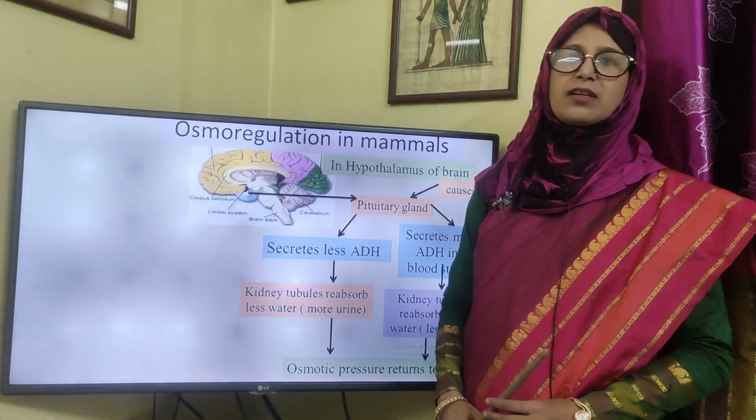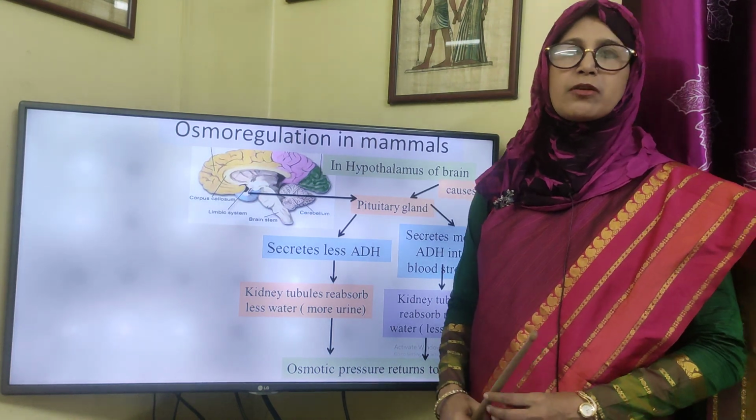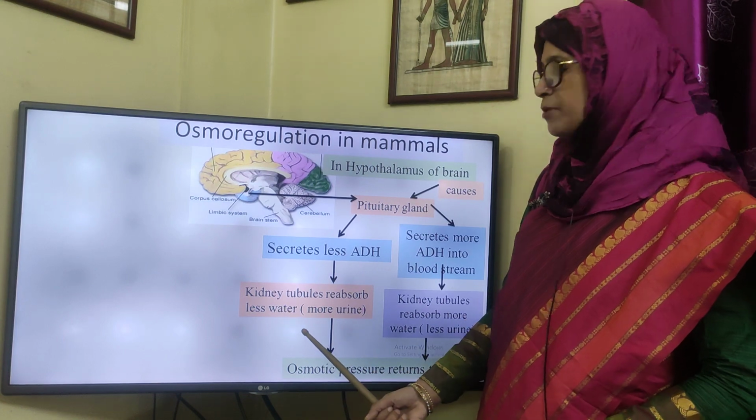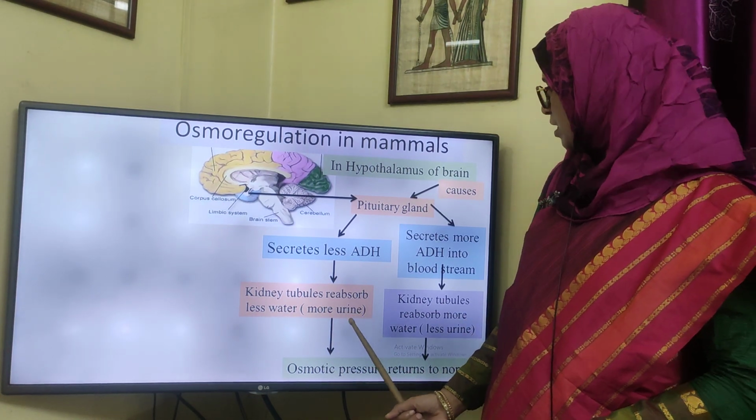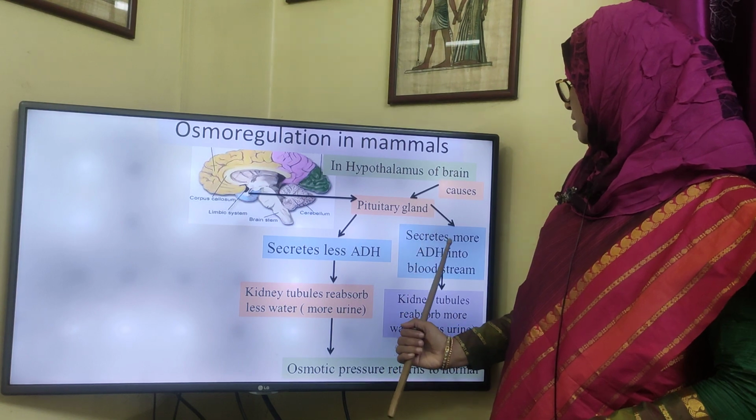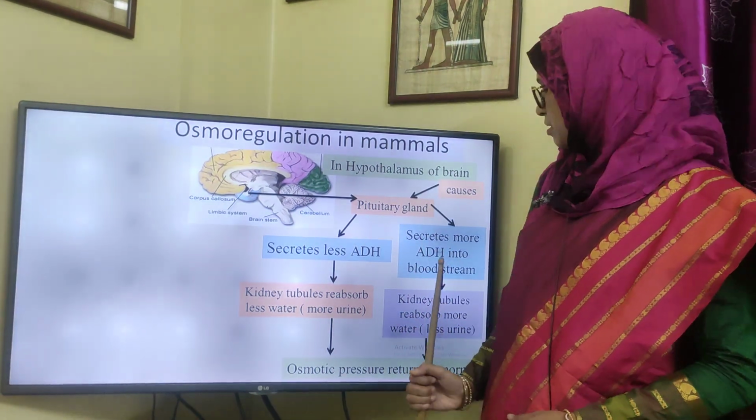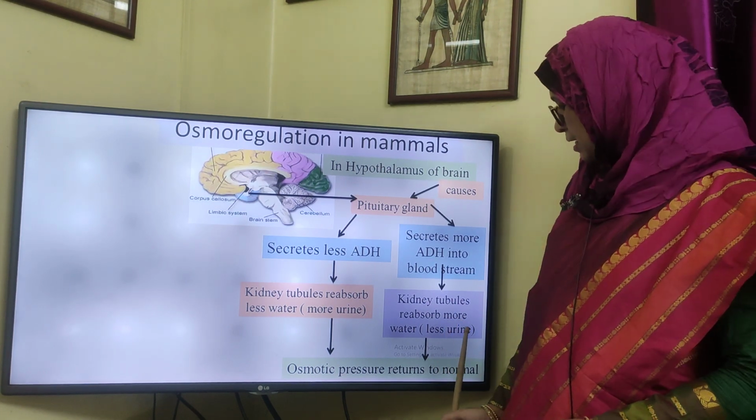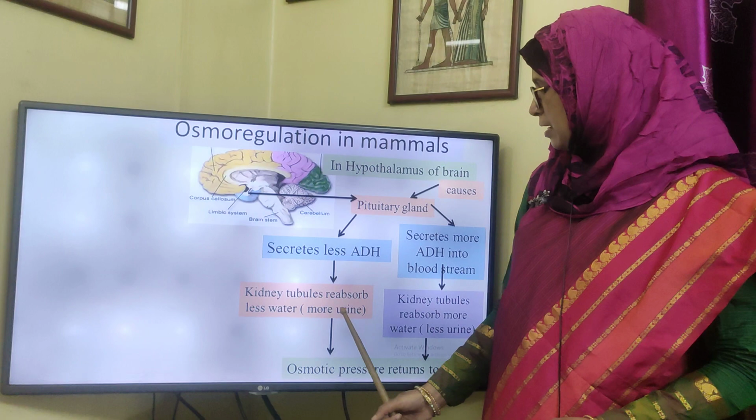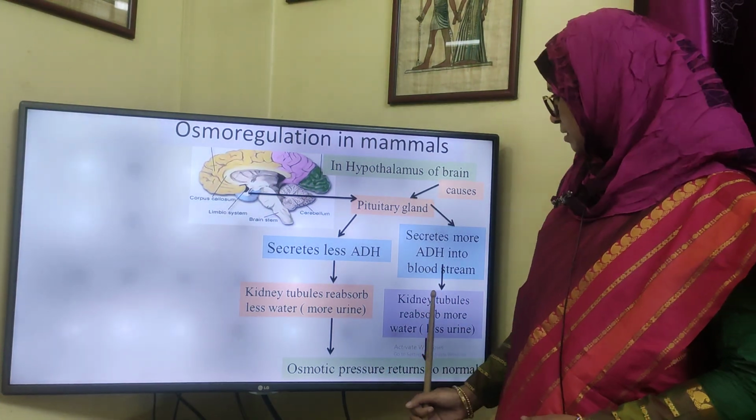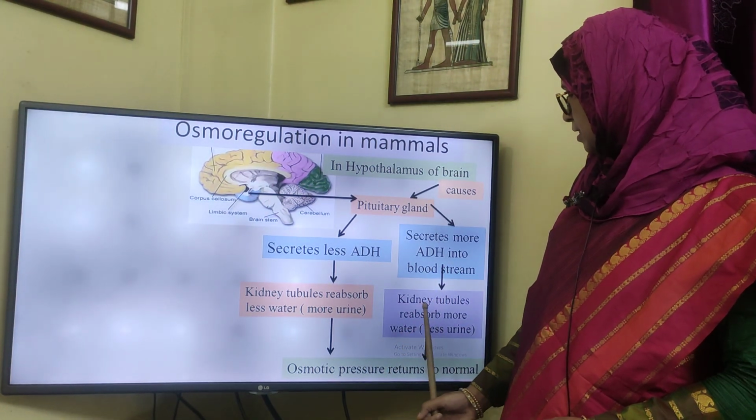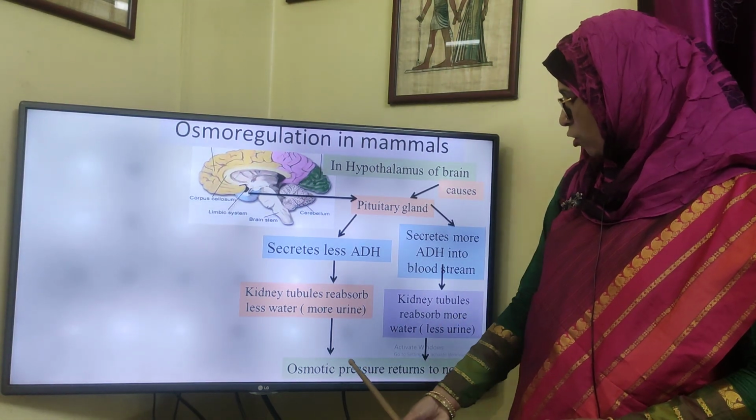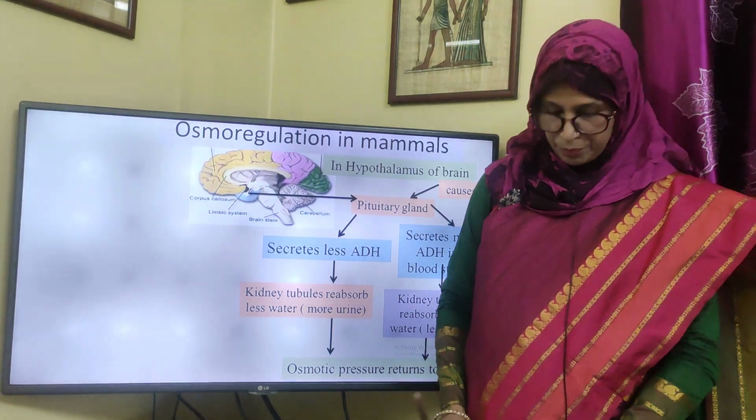Previously we learned that the kidney tubules reabsorb filtrate water and other substances. When kidney tubules reabsorb less water, that means more urine. When the pituitary secretes more ADH, that means antidiuretic hormone, in the bloodstream, then the kidney tubules reabsorb more water and produce less urine. With less ADH, there is more urine. In both cases, osmotic pressure returns to normal.